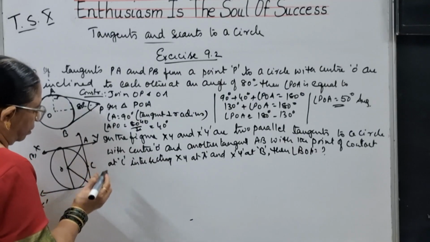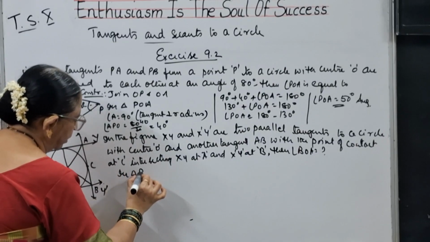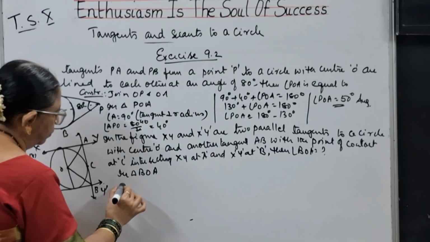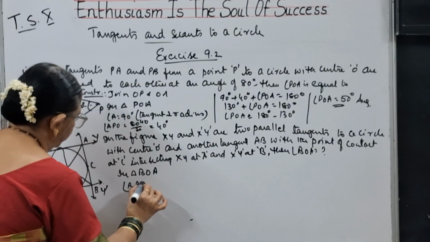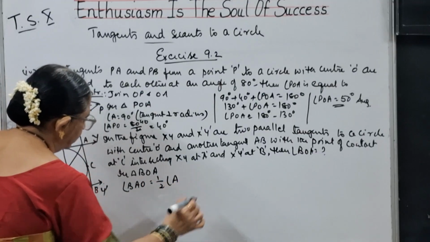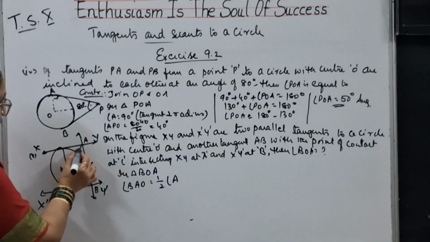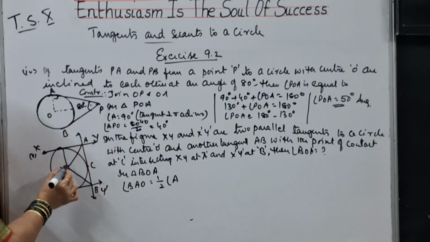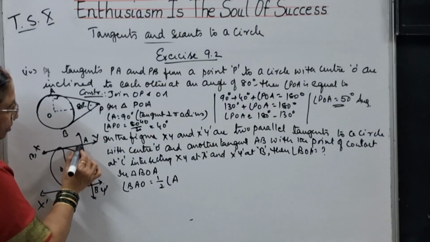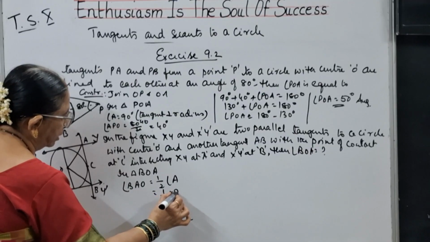Now let me say, children, in triangle BOA, angle BAO is equal to half of angle A. Why is it? Already we have learnt a theorem: the line drawn from the center is the bisector of the angle between the tangents. These are the two tangents. So this is half of angle A. So what is angle A? Angle A will be 90 degrees.